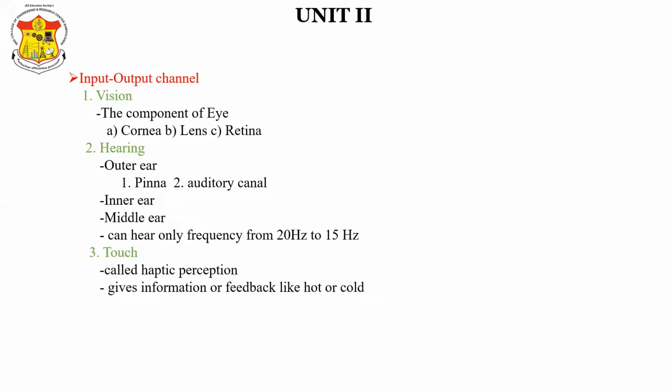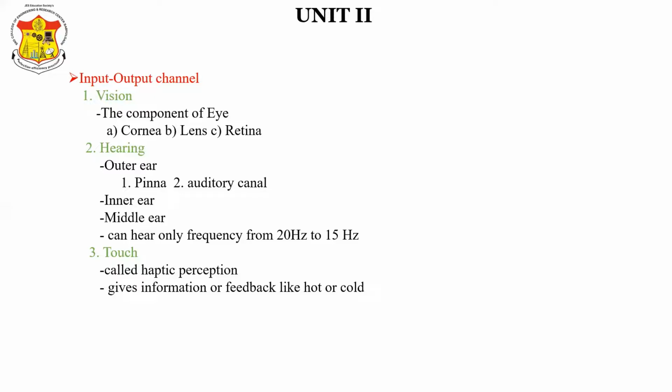The limitations of the human ear: only frequencies from 20 hertz to 15 hertz. Right? So next, your input output channel is touch. Touch is also called haptic perceptions. This sense is less important than sight and hearing.